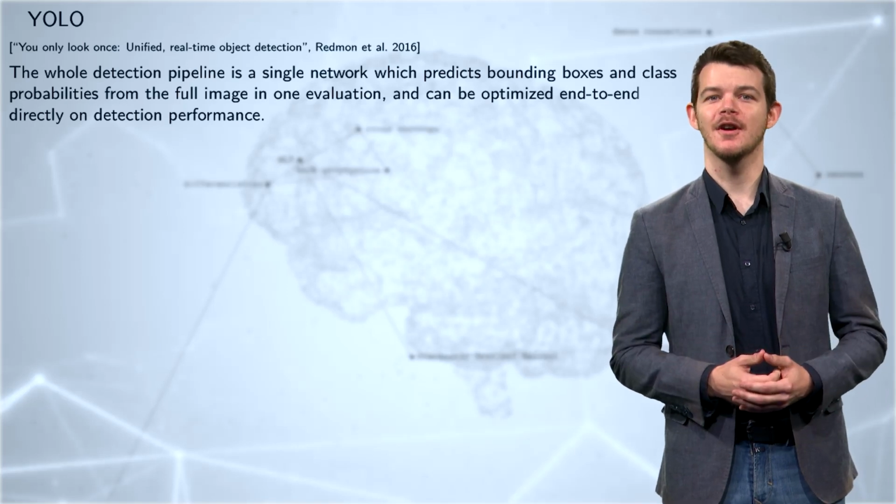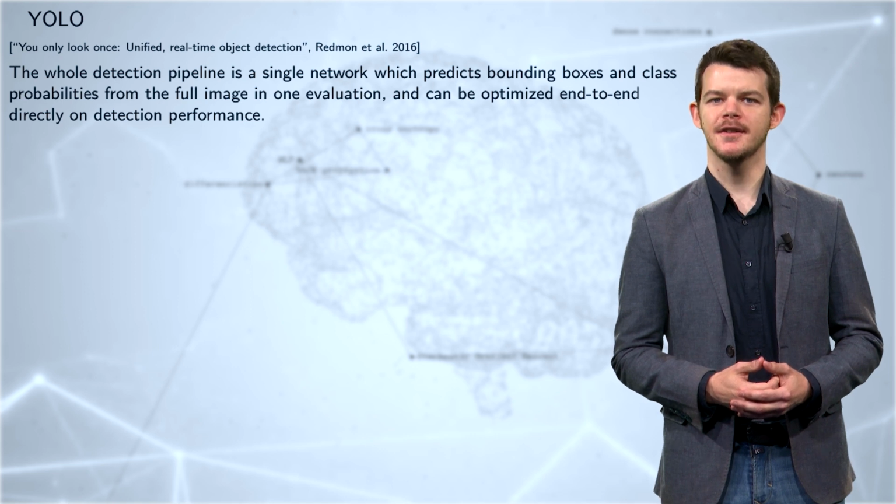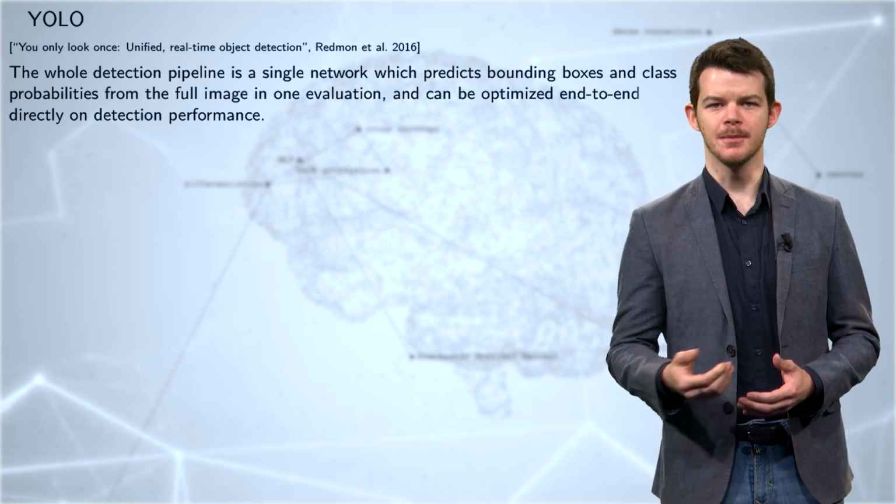Let us now focus on YOLO. YOLO is composed of a single network as opposed to RCNN, for which the region proposals, the feature extraction, and the classification were performed by different learning algorithms.